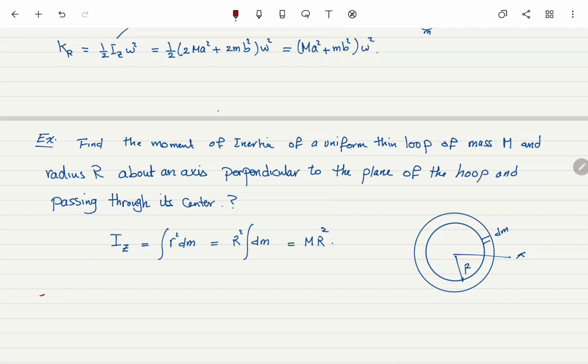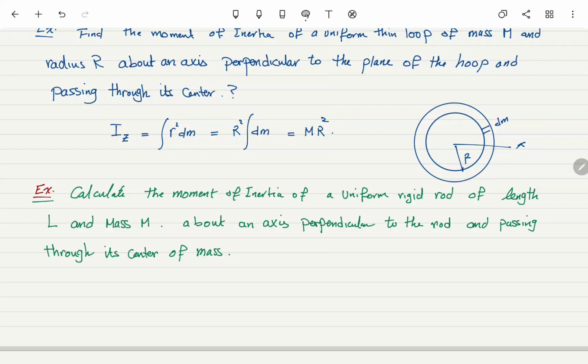One more example. Calculate the moment of inertia of a uniform rigid rod of length L and mass m about an axis perpendicular to the rod and passing through its center of mass. So the situation is as this. Here's the rod, and here is the x-axis, and this is the rotational axis. The length of this rod is equal to L.